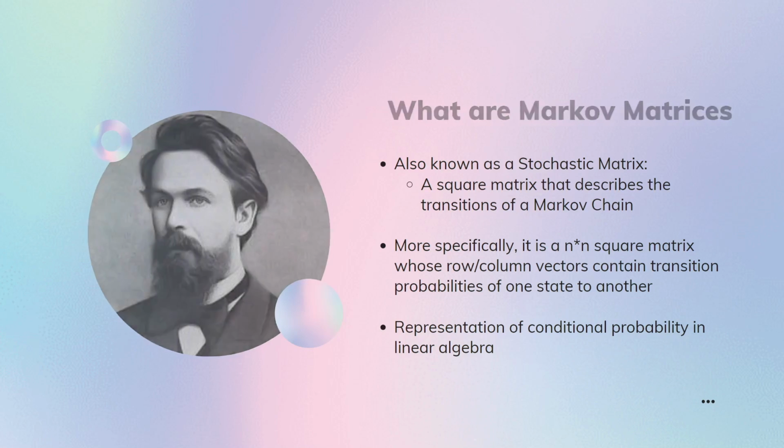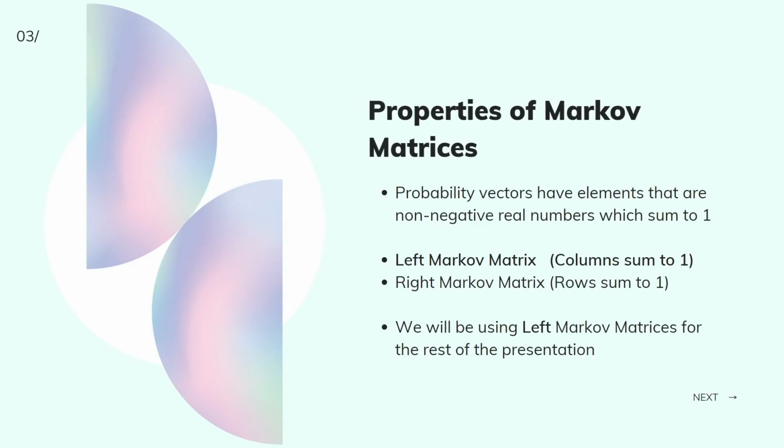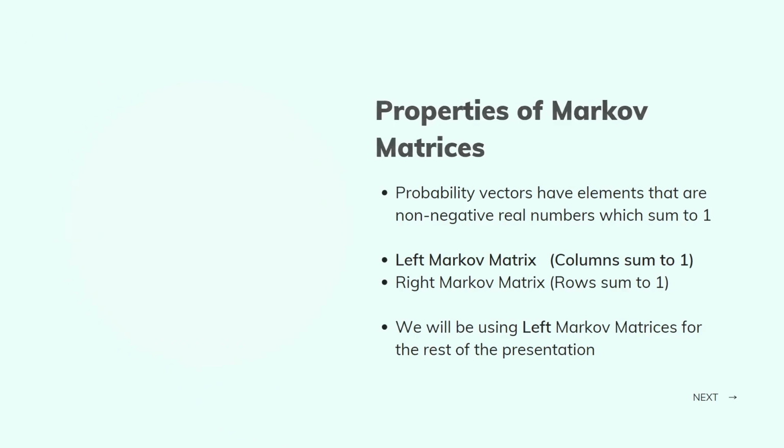The following are some properties of the Markov matrix. Firstly, the elements in the vector are non-negative real numbers that sum to 1. Secondly, there is the left Markov matrix where elements in the column vector sum to 1, and the right Markov matrix where elements in the row vector sum to 1. We will be using the left Markov matrix for the rest of this presentation.